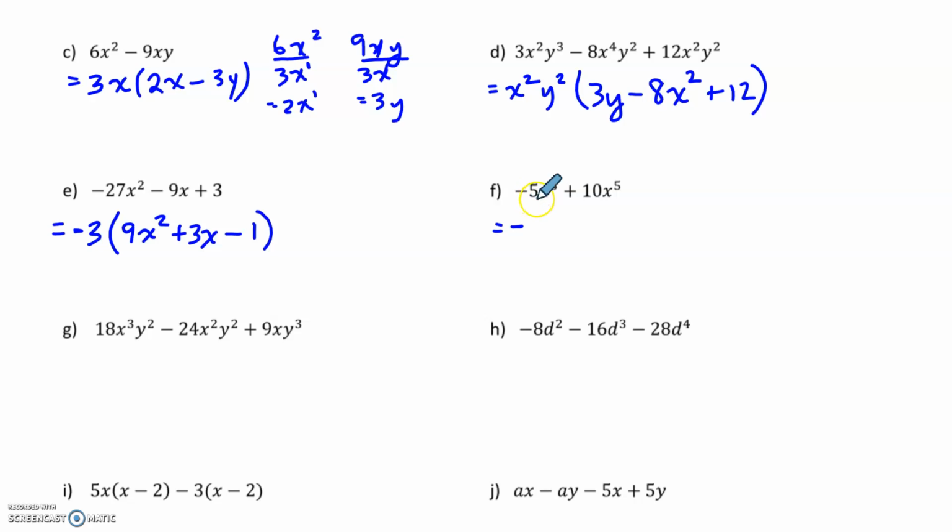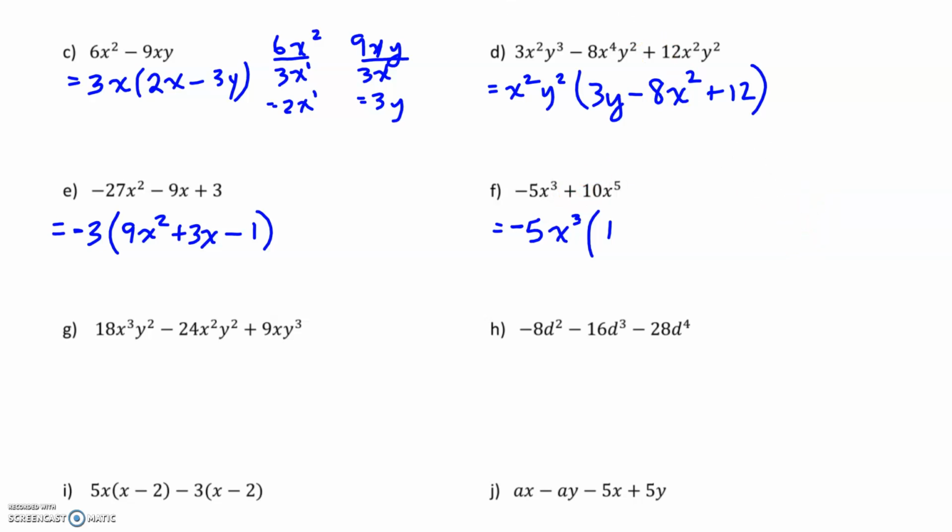I can see my coefficients are 5 and 10, so 5 divides into both. For my variables, I have x cubed and x to the 5, so I take the variable with the lowest exponent. So x cubed is my common factor. So negative 5 x to the 3, that's what I'm going to divide every term by. So in my head, it's negative 5 x to the 3 divided by negative 5 x to the 3. And I can see that negative 5 divided by negative 5 is 1, and x to the 3 divided by x to the 3 is 1. Okay, so my first term inside is going to be 1.